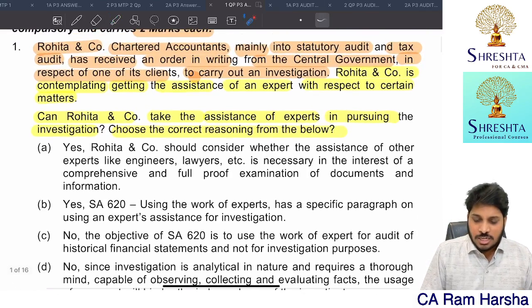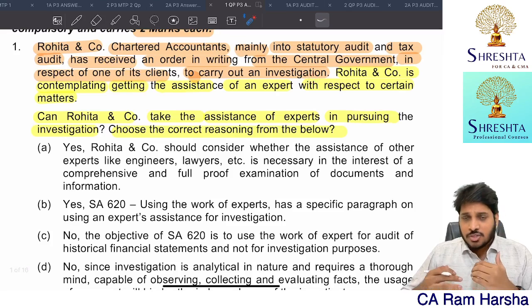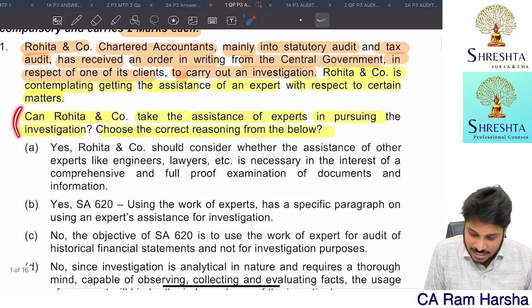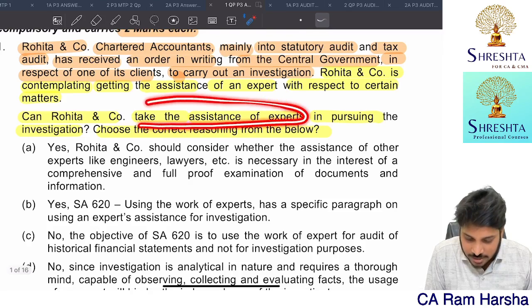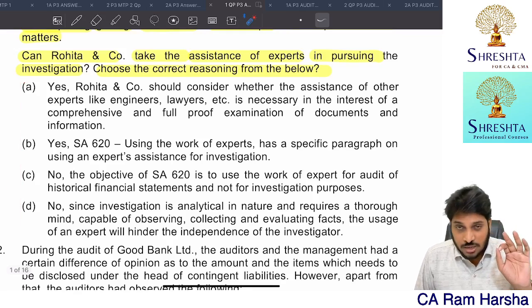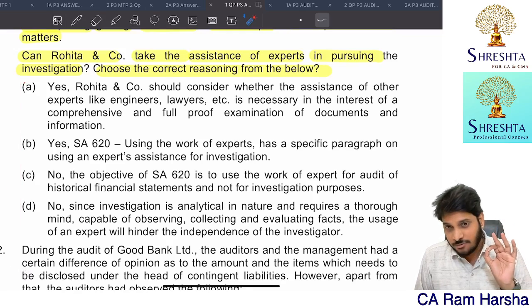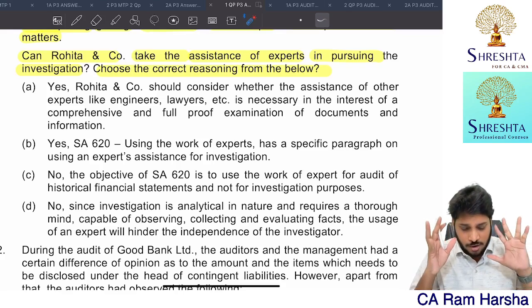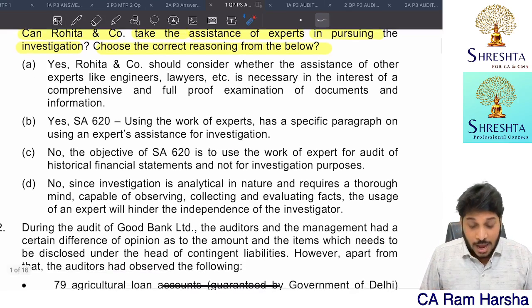So simple, she was asked to do an investigation. In order to do the investigation, she wants to take some expert's assistance. That is the main question: can she take the assistance of the expert? Look at the answers. Never come to a conclusion immediately by the first option itself. Even if you feel the first option is right, don't conclude. Always read all 4 options. I will teach you all this.